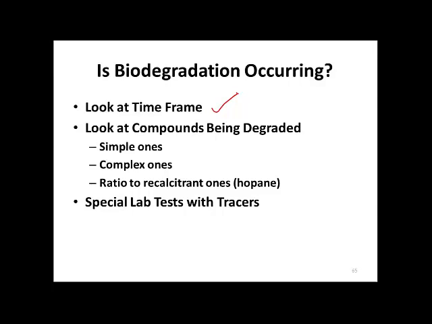If you look at the compounds that are disappearing, if you see very simple compounds going away first and then more complex ones, that could be biodegradation. It could also be that the simplest compounds are the ones that tend to go into the air and evaporate. So that unto itself is not an answer. One of the things that we can do to figure out if it might be biodegradation is you use a ratio with a recalcitrant compound in the oil, something that we know doesn't biodegrade well at all. And one such compound is something called hopane. And we look at the ratio of how much hopane is present, or one of these recalcitrant compounds, to how much of the other compounds are present. And so that can sometimes help us as a trigger of whether it's biodegradation or not.